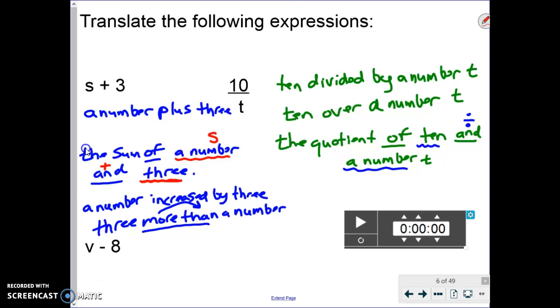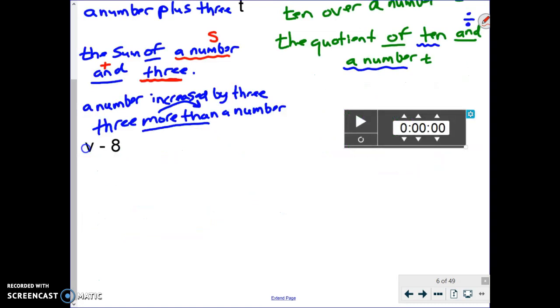And last, certainly not least, is this v minus 8. A lot of times when we see the subtraction symbol, we use the word minus. So that's the one I'm going to use to start this off. So instead of saying v, though, I'm going to say a number minus 8. That's one way to say it. So a number minus 8.